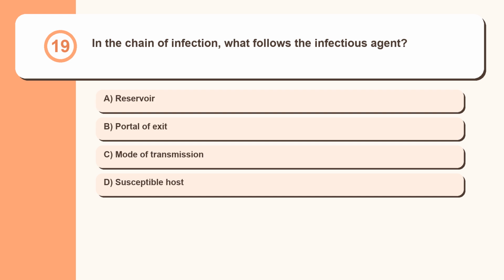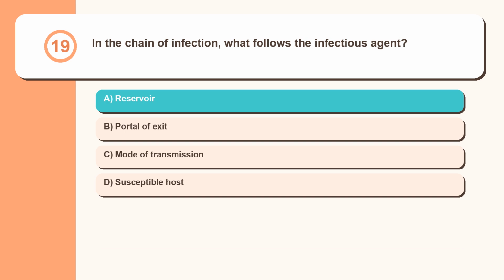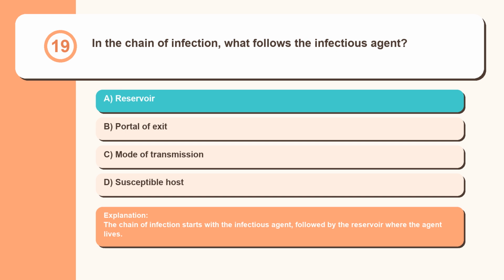Question 19. In the chain of infection, what follows the infectious agent? Reservoir, portal of exit, mode of transmission, susceptible host. The chain of infection starts with the infectious agent, followed by the reservoir where the agent lives.